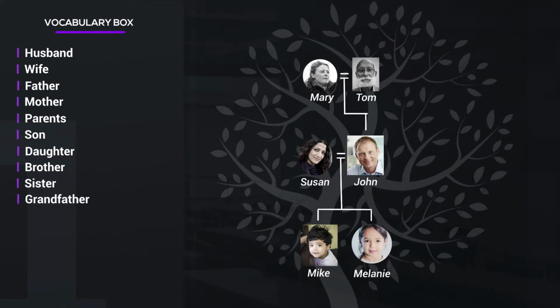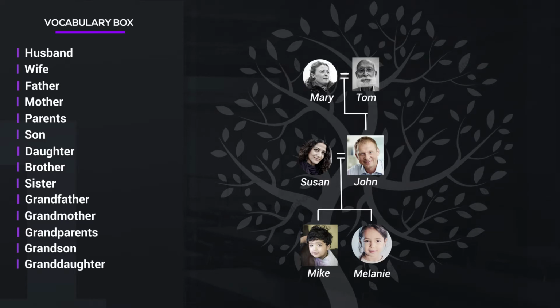Tom is Melanie and Mike's grandfather. Mary is Melanie and Mike's grandmother. Tom and Mary are Melanie and Mike's grandparents. Mike is Tom and Mary's grandson. Melanie is Tom and Mary's granddaughter.